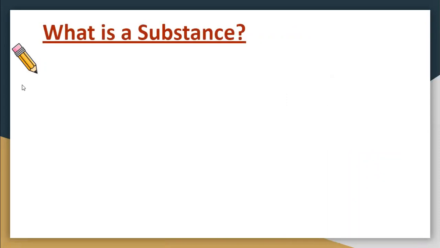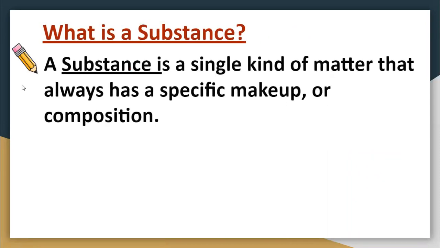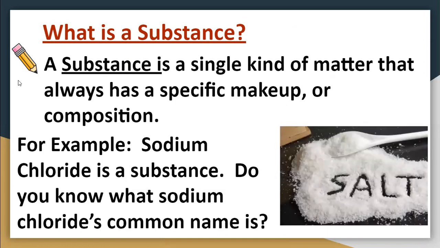So what is a substance? Another note-taking opportunity here. A substance is a single kind of matter that always has a specific makeup or composition. It's always the same. So for example, sodium chloride is a substance. Do you know what sodium chloride's common name is? Well, there it is on the right. It is salt. You're going to get to know some chemical names of some common products as well. So it's always going to be salt. It has a specific makeup and composition.